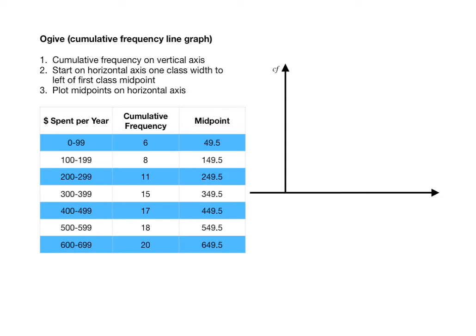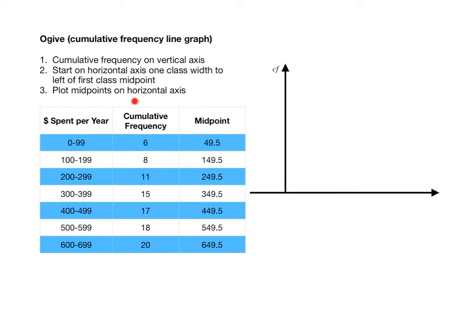You should also be able to make a graph called an ogive when dealing with quantitative data. Now, an ogive is specifically a line graph, much like the frequency polygon, but it's a cumulative frequency line graph. So instead of frequency on the vertical axis, we now have cumulative frequency.